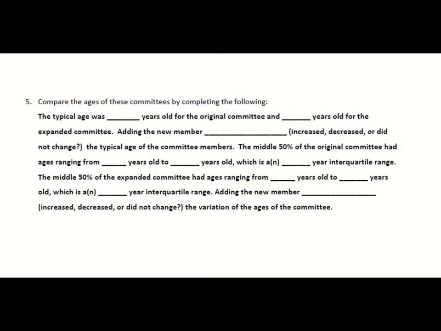Okay, so this screen is just a summary of what we did on the last screen. So it says our typical age for the original committee. So by typical age, they're basically talking about your median. So when they ask for typical age, they're talking about median. That was 41 for the original committee, and it was 40 for the expanded one. Adding a new member decreased your typical age of the committee members.